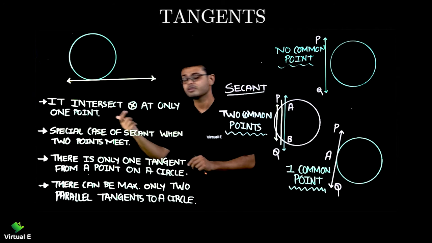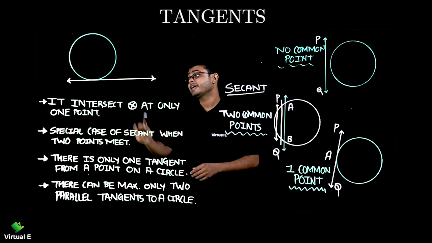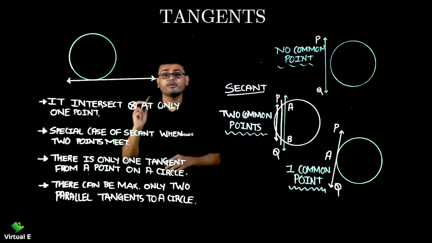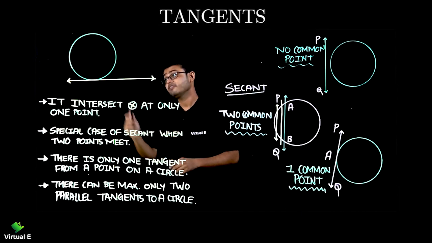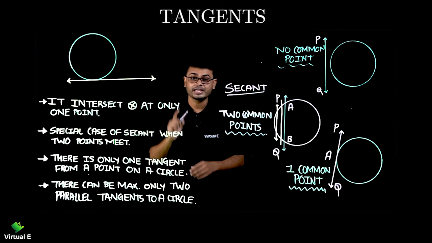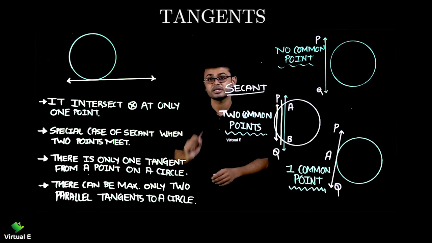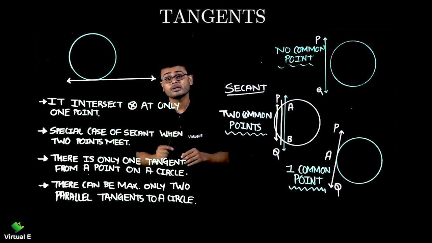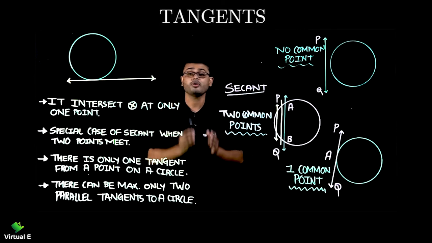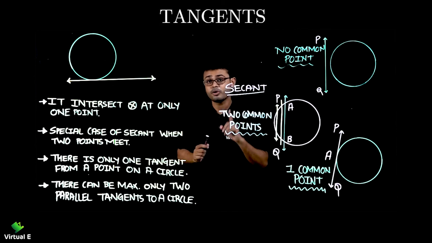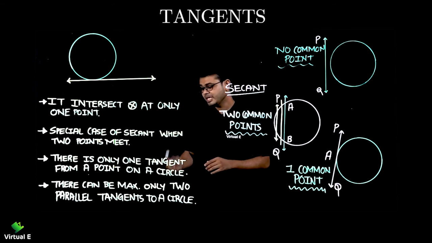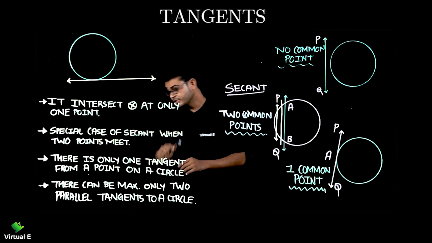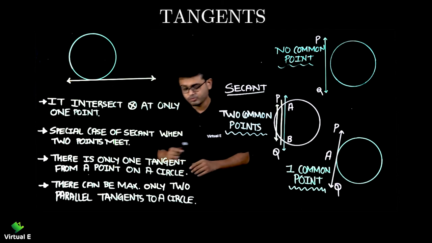So this is similar to the first one, right? If I take any point on the circle and if I want to draw the tangent, how many tangents are possible? This is what it means. If I am taking one point, there will be exactly only one tangent. It is not possible that you can draw infinitely many tangents or more than one tangent. One point, one tangent. That's it. No need to discuss. There can be maximum only 2 parallel tangents to a circle.